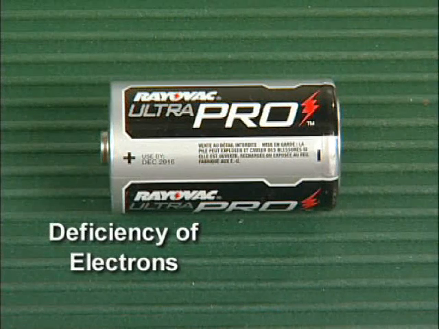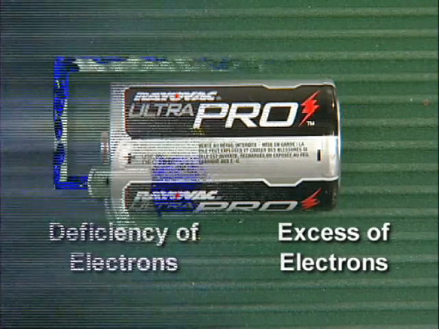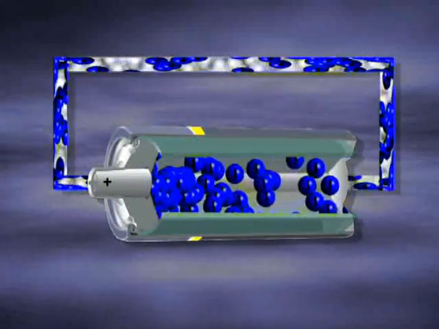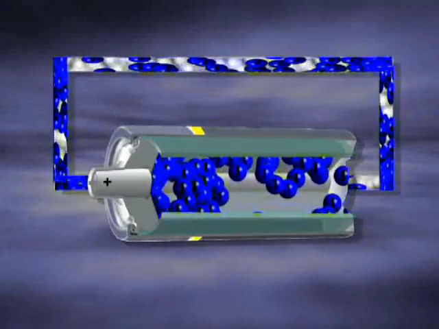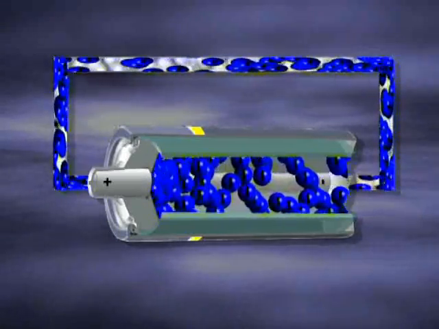At the negative terminal, there is an excess of electrons. At the positive terminal, there's a deficiency of electrons. The excess electrons at the negative terminal are attracted to the electron-deficient positive terminal. When there's an electrical path, electrons will flow through the circuit toward the positive terminal. Electrons are forced to flow because there is a potential energy difference between the two terminals of a battery.